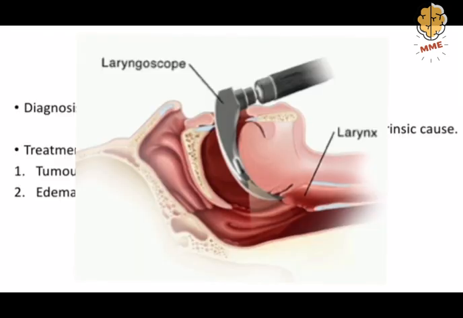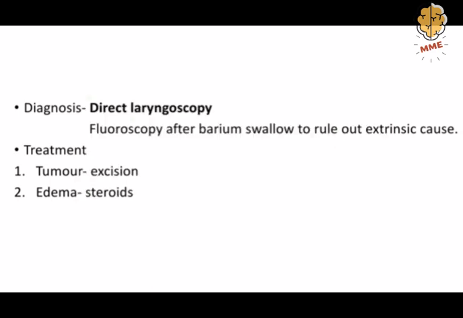Diagnosis. Direct laryngoscopy can be used to diagnose congenital laryngeal stridor. Fluoroscopy after barium swallow is required to rule out extrinsic obstruction. Treatment. Tumors and cysts can be surgically excised. Edema can be treated with corticosteroids. Most infants with congenital laryngeal stridor do not require any treatment.